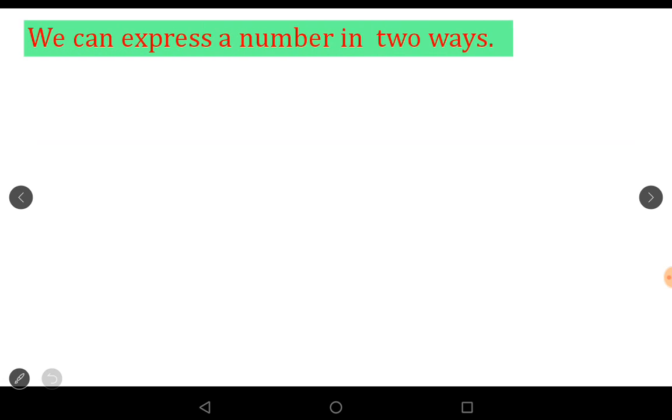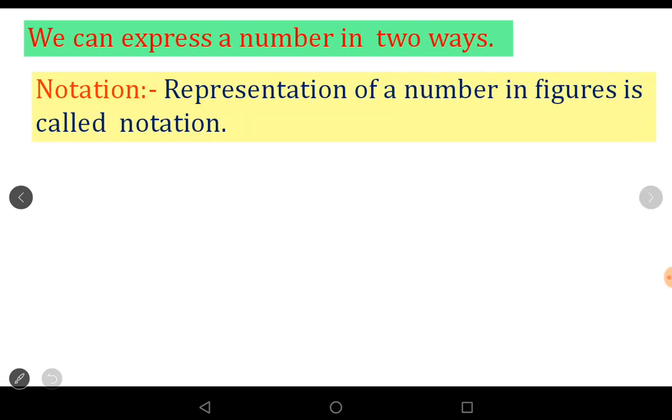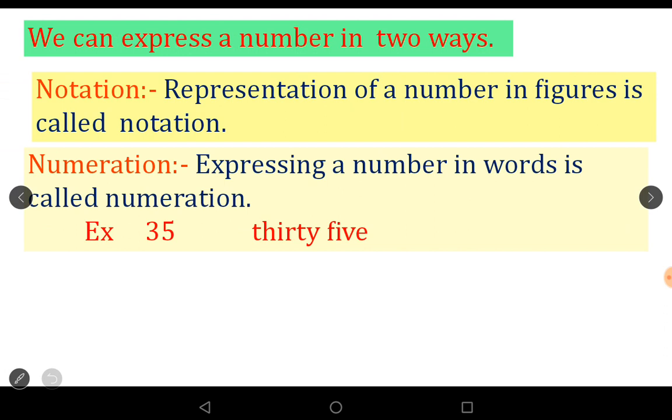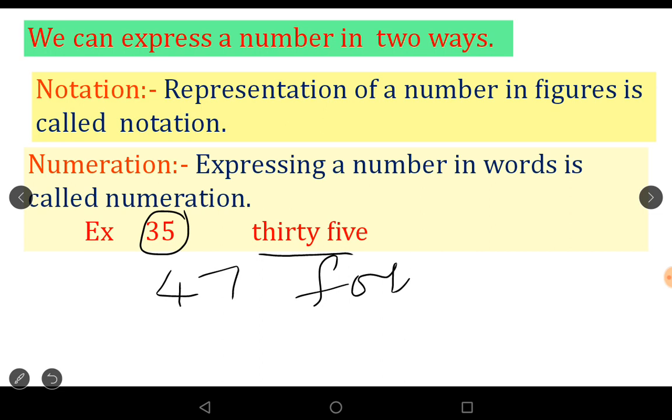We can express a number in two ways: notation or numeration. Notation means representation of a number in figures. Expressing a number in words is called numeration. For example, 47 written in figures is the notation, and 47 written in words is the numeration.